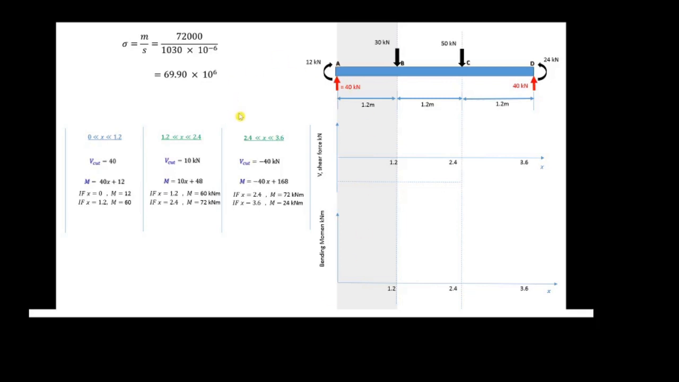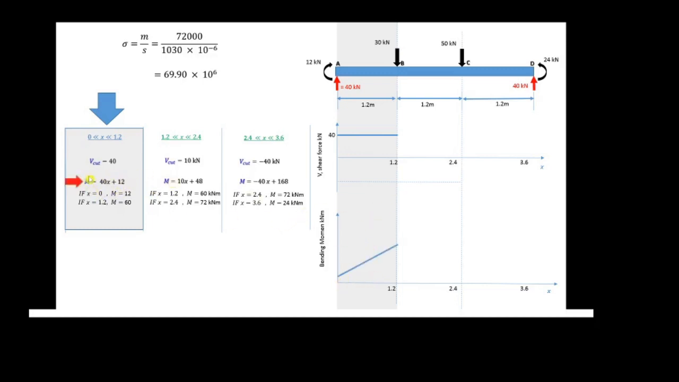Okay, last slide. The last slide is we have to draw the shear force diagram and the bending moment diagram. We go one by one. The first section is from 0 to 1.2. We have one equation here, V cut equal to 40. That will be our shear force diagram here. We can draw a straight horizontal line at 40 kilonewton. Then we go to the moment here. The moment is equal to 40x plus 12.